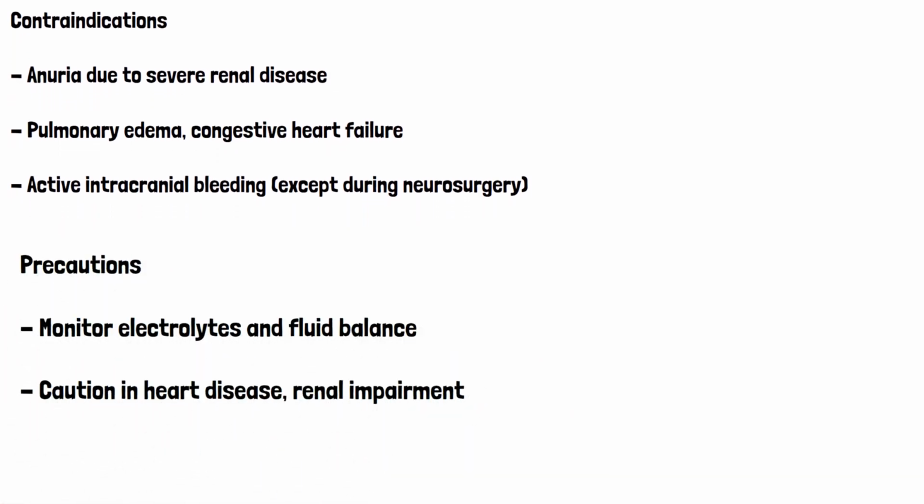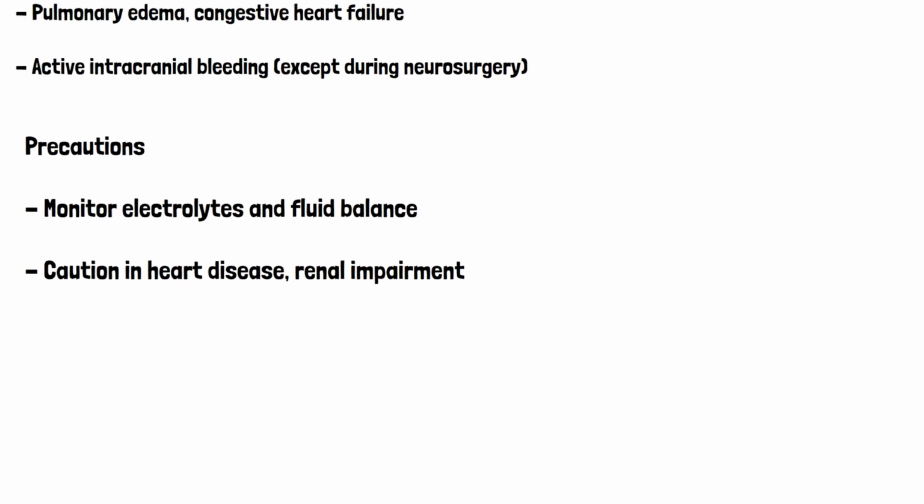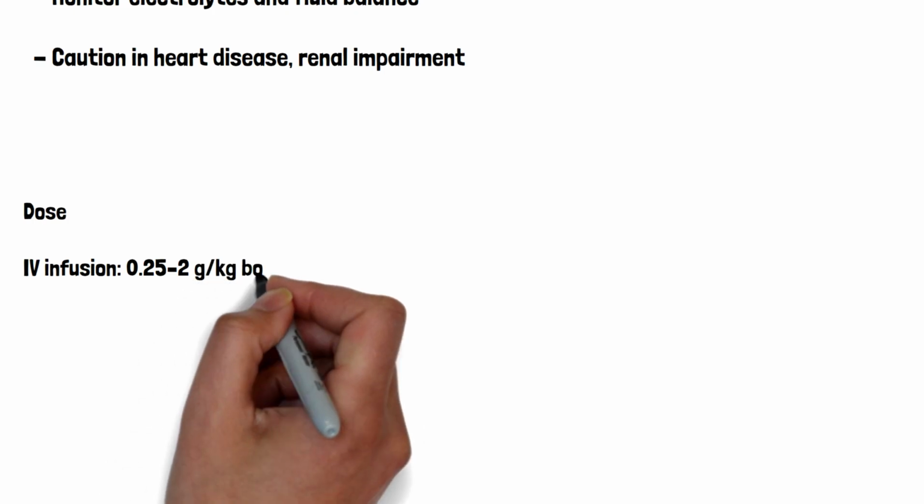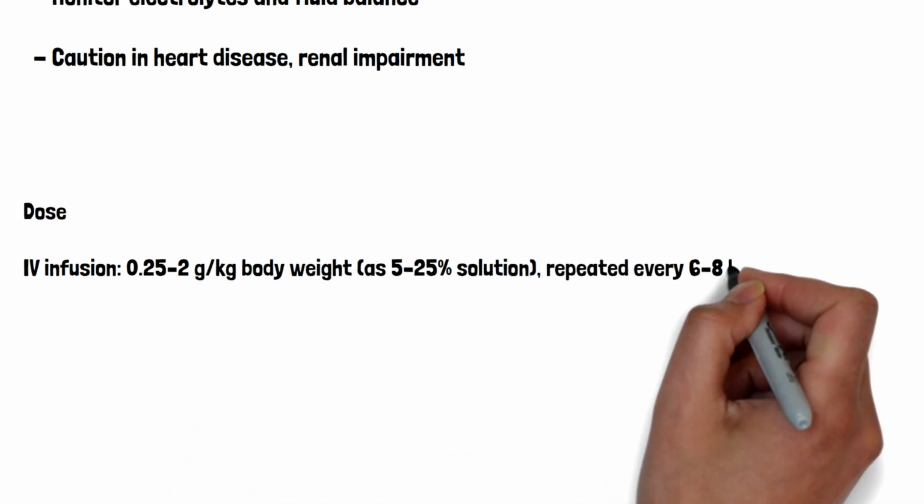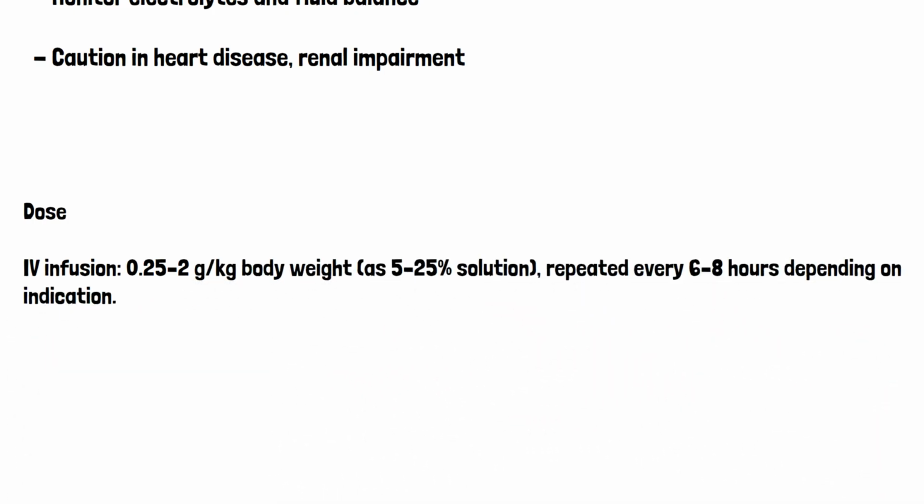Precautions and dose. Always monitor fluid balance and electrolytes, keep a close eye on serum osmolarity. For dose, it's usually given IV, 0.25 to 2 grams per kg as a 5 to 25% solution every 6 to 8 hours, depending on the condition.